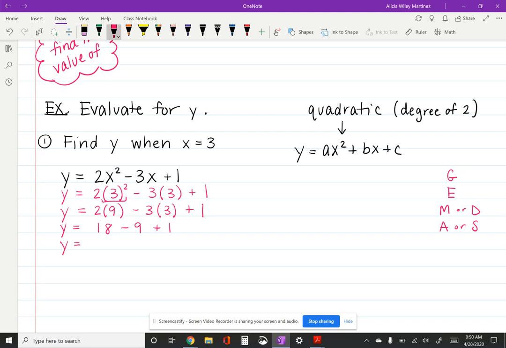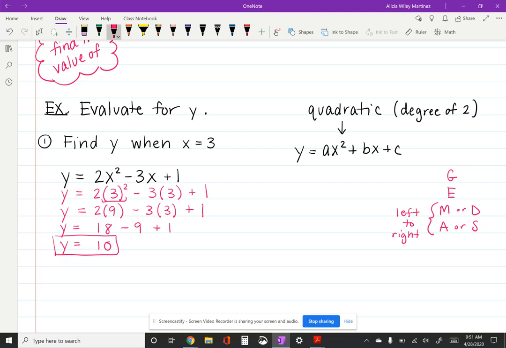Then you're going to continue with adding or subtracting. Remember, both of these, multiplying, dividing, adding, or subtracting, you should always do those left to right. So I'm going to do 18 minus 9 is 9, and 9 plus 1 is 10. So the answer is y equals 10.